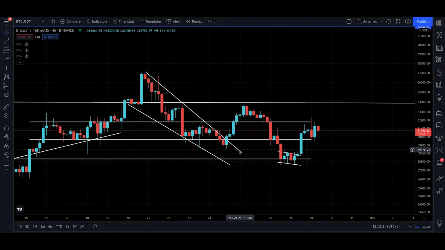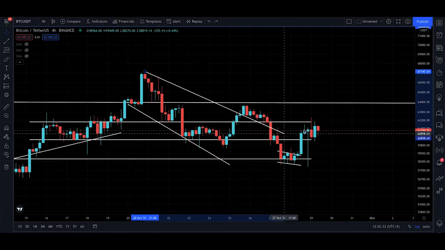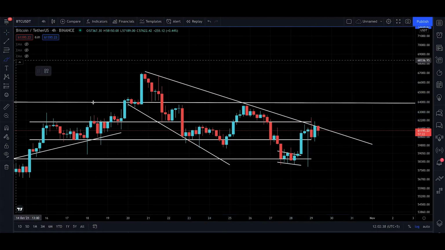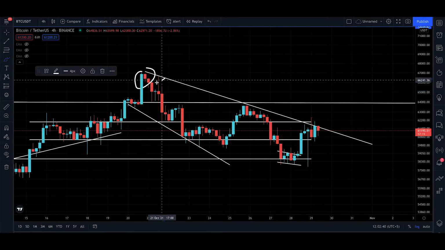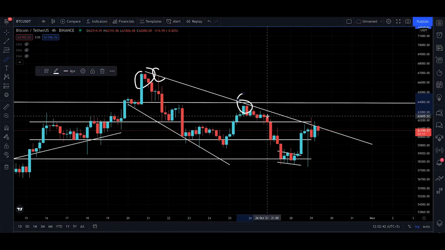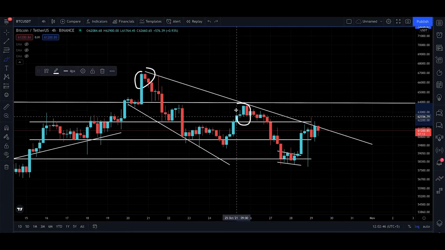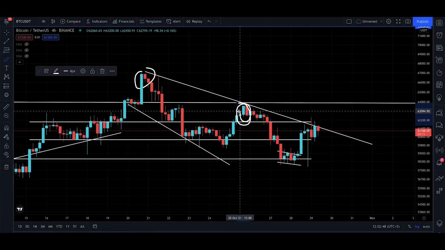I'm gonna redraw this falling wedge now. This one goes from here to here. Do you see that level of resistance right there? First touch, second touch right there, another touch right here. And as a matter of fact, do you see this? This is your bearish engulfing. Okay, this is your bearish engulfing.